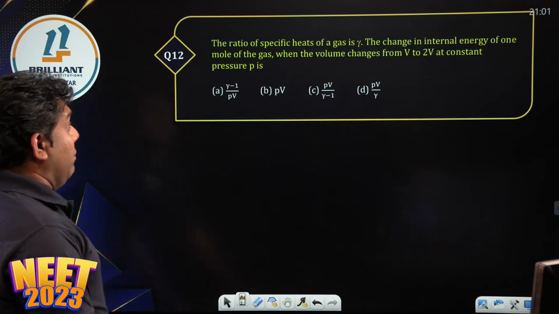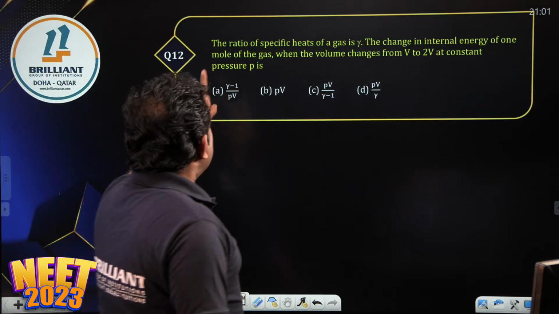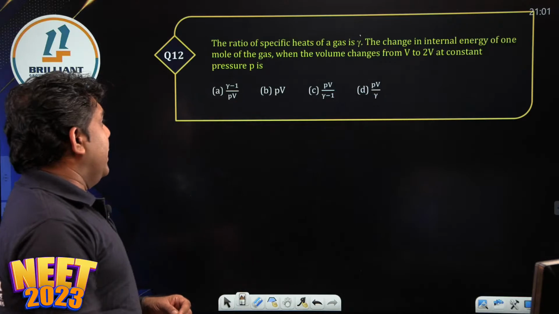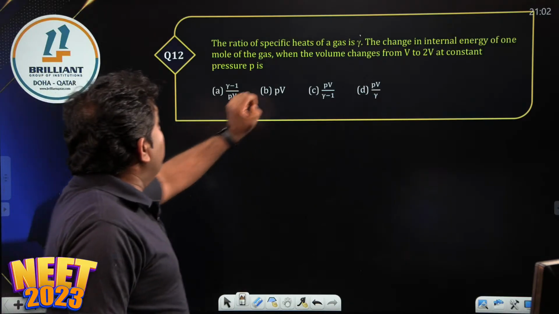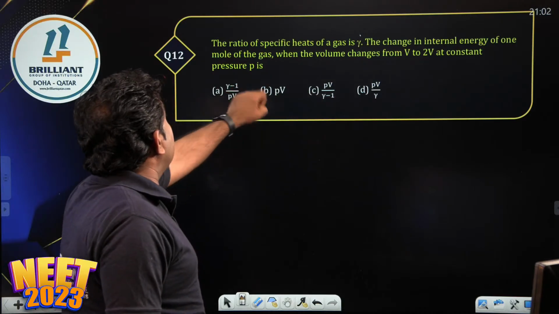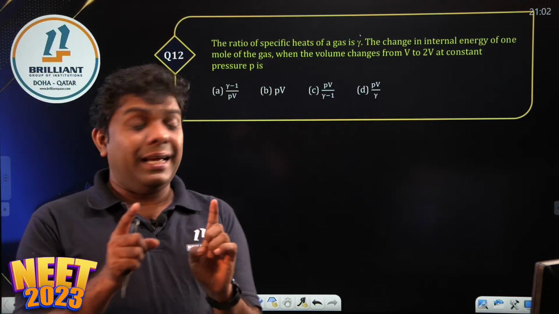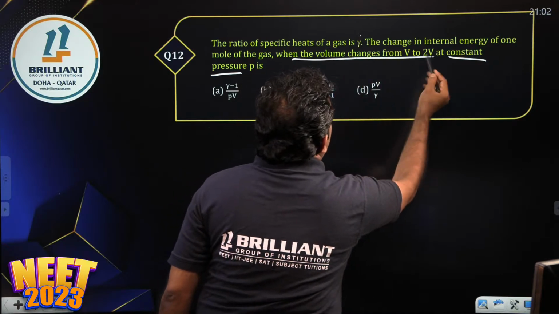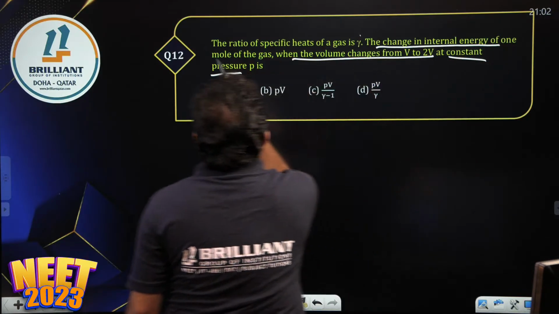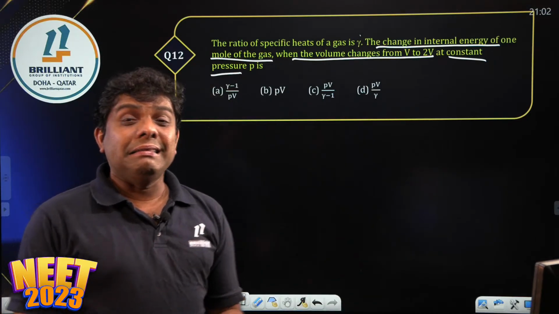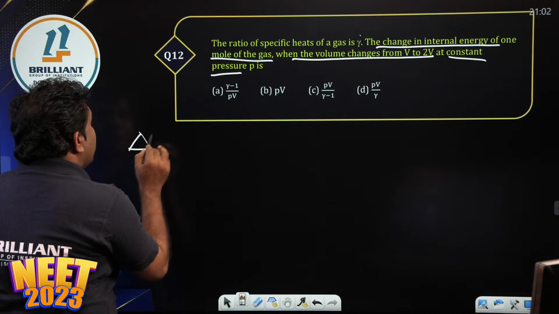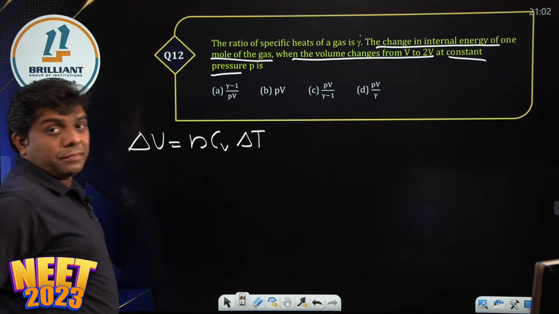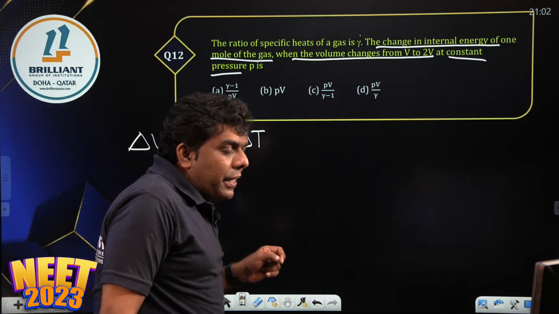Now we are trying question 12. What is question 12? The ratio of specific heats of a gas is gamma. What is the change in internal energy of 1 mole of the gas when the volume changes from V to 2V at constant pressure P? So the process is happening at constant pressure, and the volume changes from V to 2V. We studied a very important formula: the change in internal energy is equal to nCV delta T.